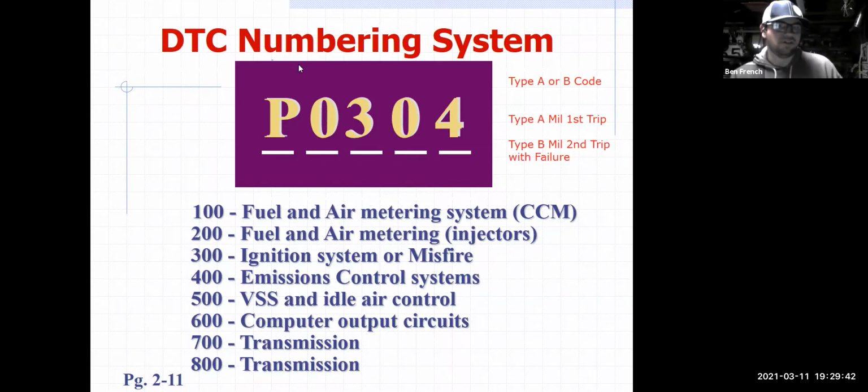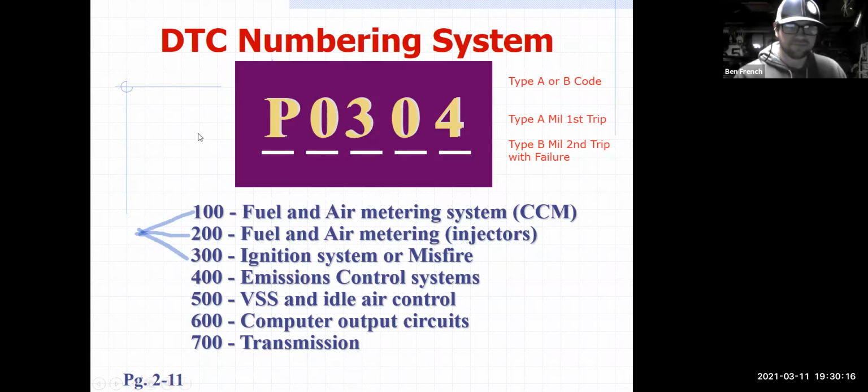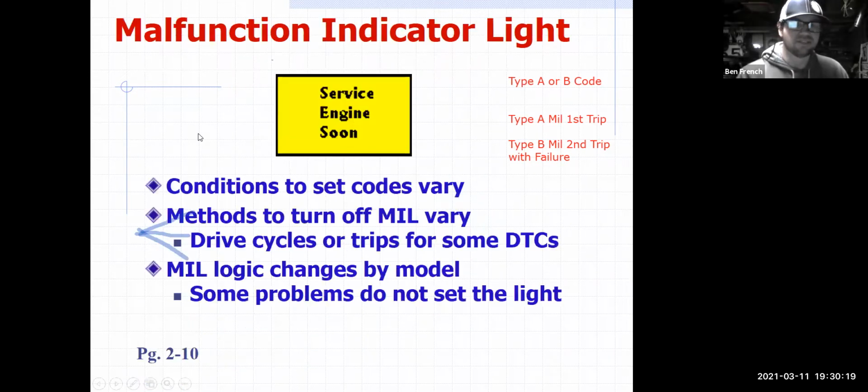We don't really know what's programmed in the computer. What I can tell you is that your fuel codes are usually supposed to be a type A code. A lot of your ignition codes are supposed to be a type A code, in that those problems are considered to impact the vehicle's emissions enough where we want the engine to code up right away. Once we set a code, remember that we turn on the check engine light. Right? We get this service engine soon light on.